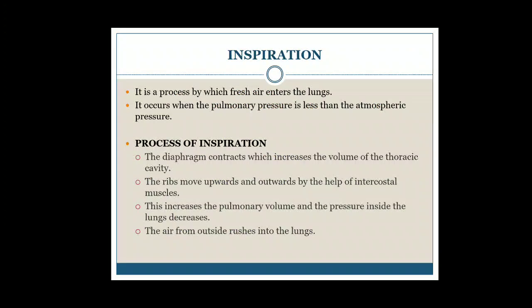And how does this occur? The diaphragm contracts and increases the volume of the thoracic cavity. We can say the diaphragm becomes flattened. The ribs move upwards and outwards by the help of intercostal muscles. So by this what will happen? The pulmonary volume or the chest cavity will increase and the pressure of air will decrease because now there will be less air inside your lungs. So the air from outside will enter your lungs. So this is the reason why air enters your lungs.